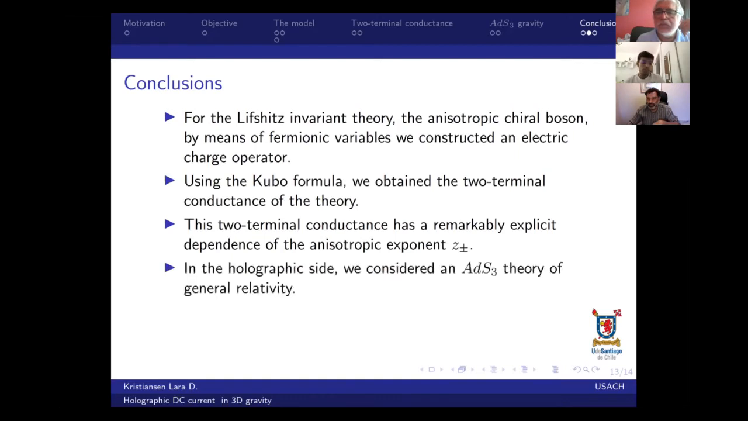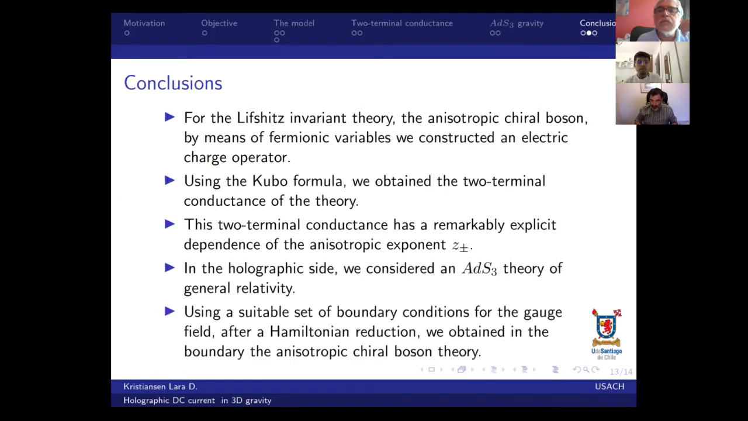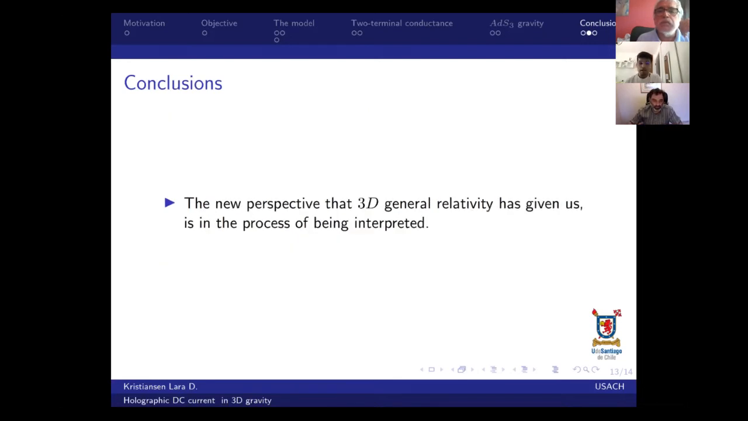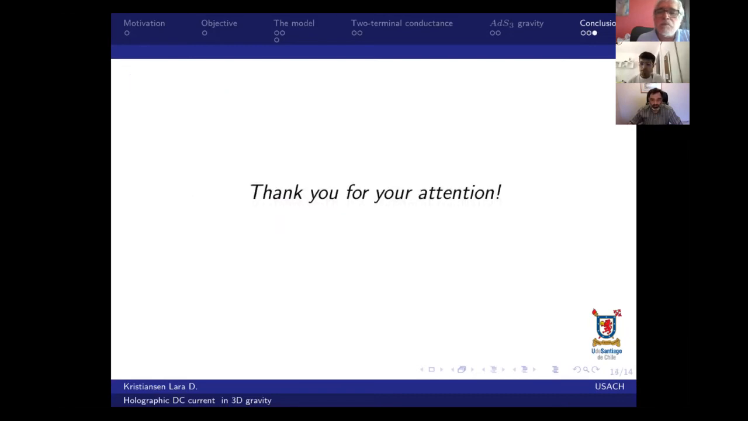In the holographic side, we consider an AdS3 theory of general relativity, and we use a suitable set of boundary conditions for the gauge field. And after a Hamiltonian reduction, we obtain in the boundary the anisotropic chiral boson theory. Finally, the new perspective that three-dimensional general relativity has given us is now in the process of being interpreted. So that was my talk. Thank you very much.